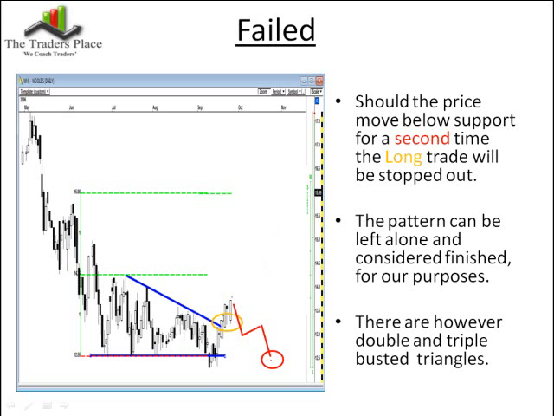There are, however, double and triple busted triangles. In other words, this pattern can do this 2 or 3 or 4 times even. But for trading purposes, I would prefer to just have 2 goes at it.